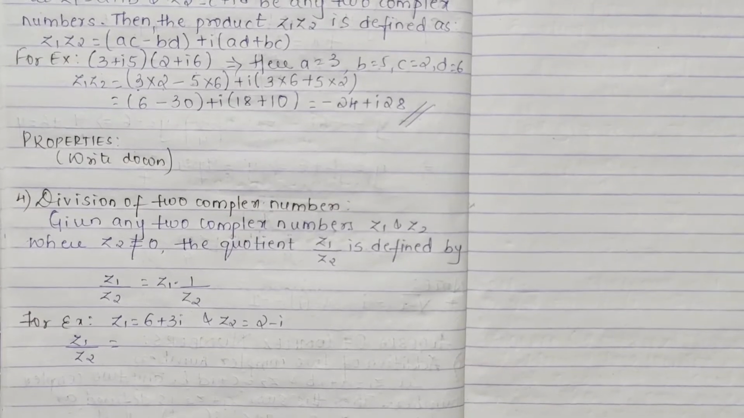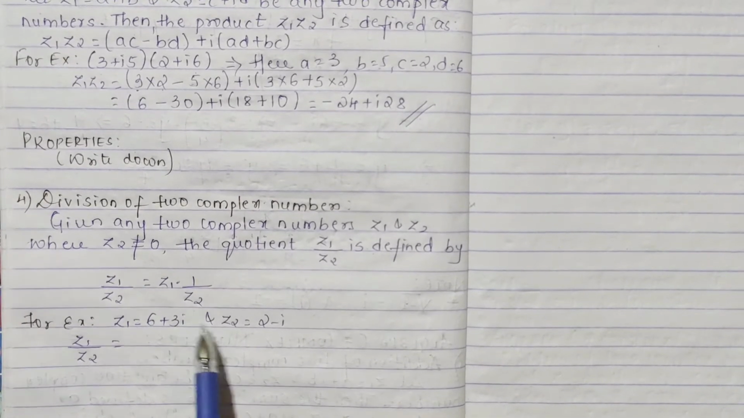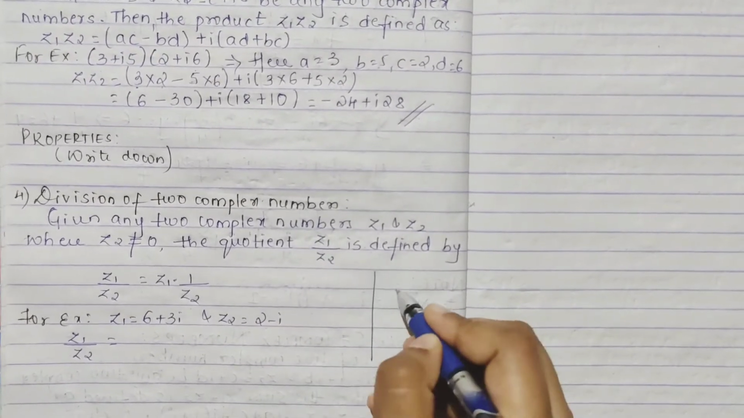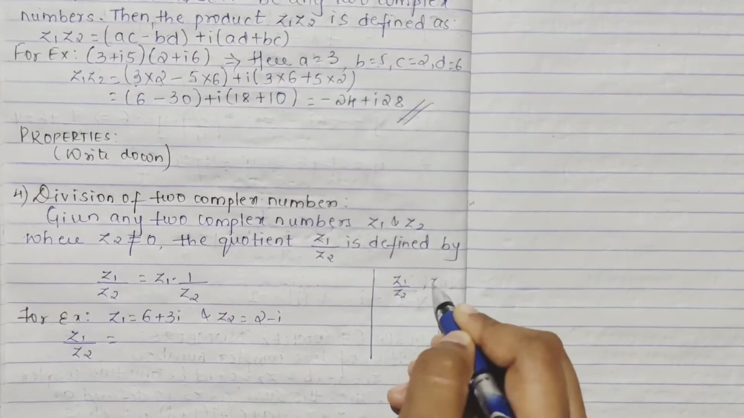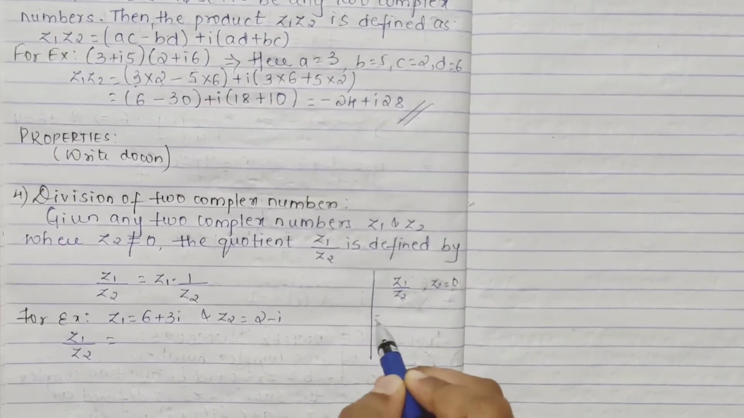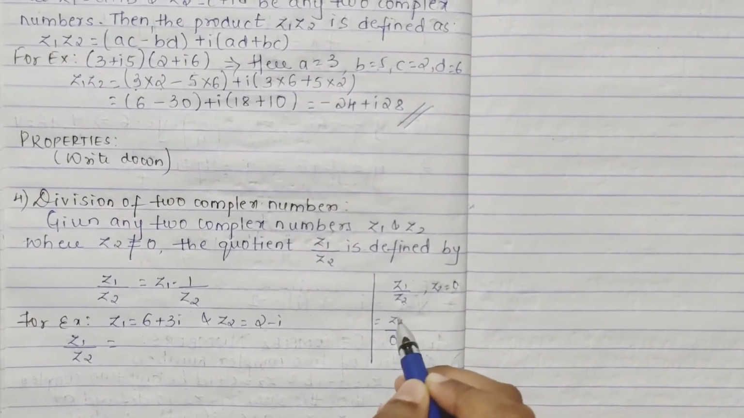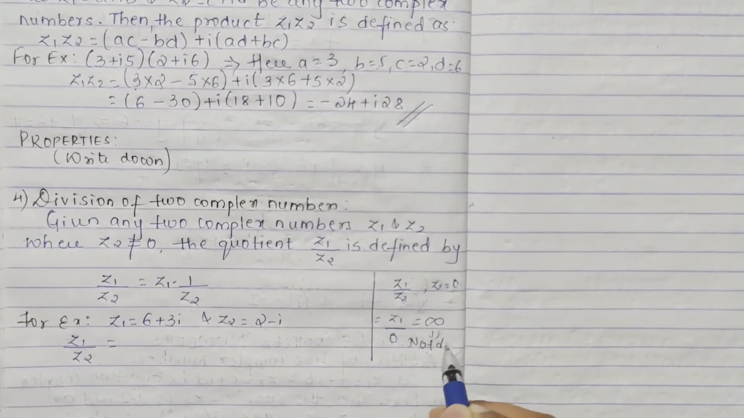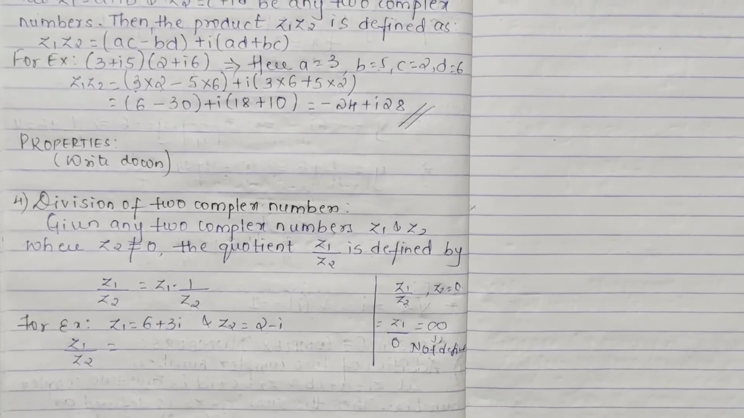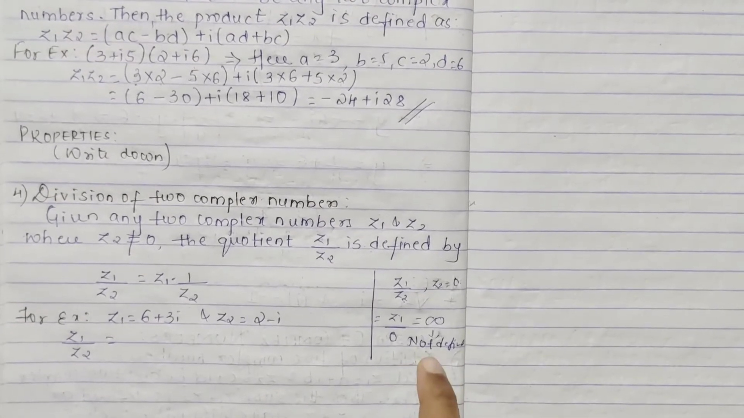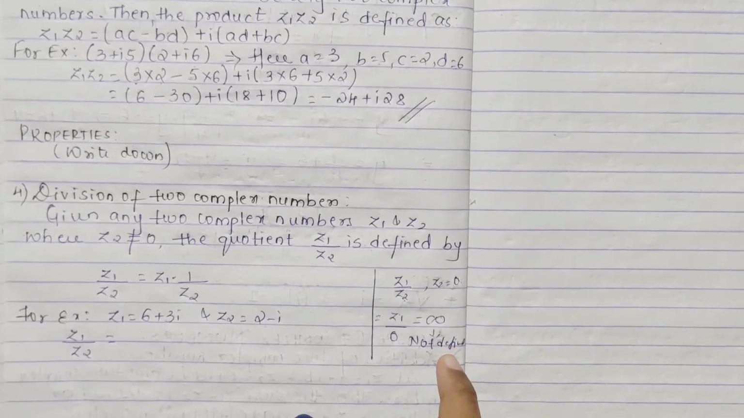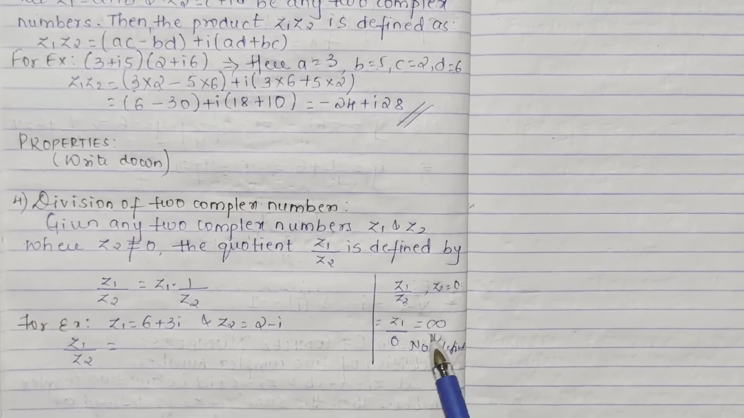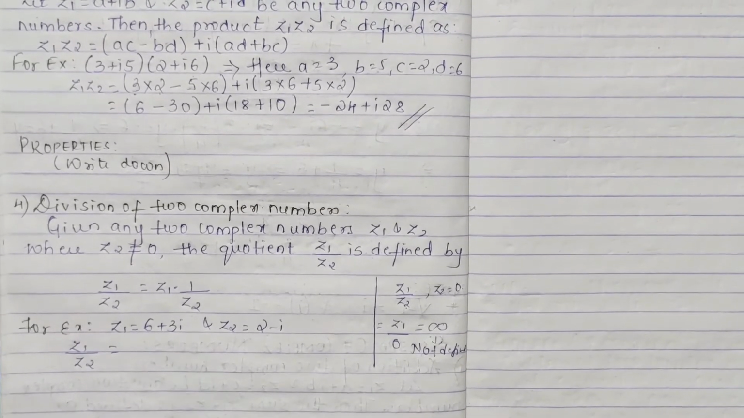For example, how we gonna solve this? Z1 I have taken 6 plus 3i, Z2 is 2 minus i. So this shouldn't be equal to 0. As I have said, if Z2 is equal to 0, what will you get? Z1 by 0, and anything divided by 0 is infinity, which means not defined. You have studied this in your trigonometric charts, in tan, cot, where you get not defined. Not defined means it is infinity only. Okay, so we will solve this.